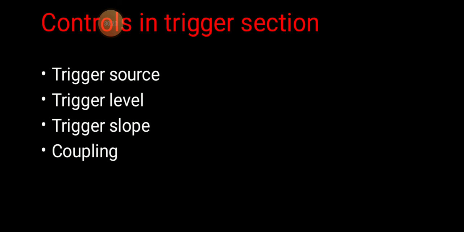Second one, trigger level. A minimum level or amplitude of the vertical signal is required to trigger the horizontal sweep. For that purpose you are going to use it. The trigger level control is a potentiometer, which adjusts the amplitude so as to obtain a stable display.